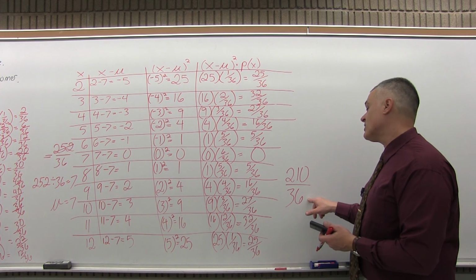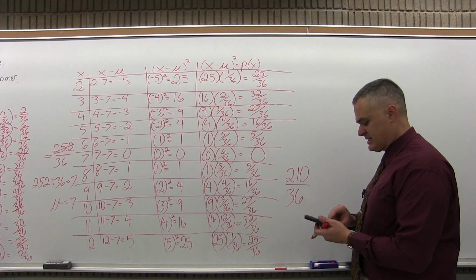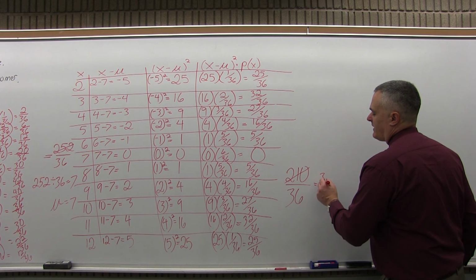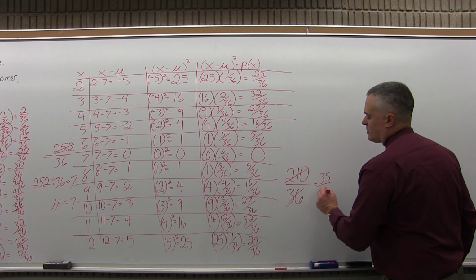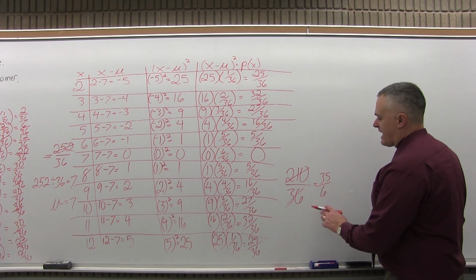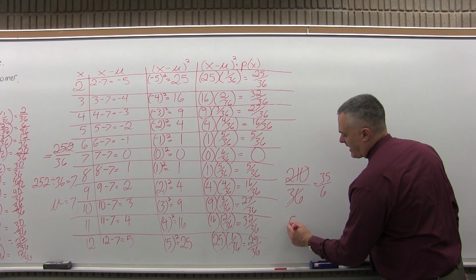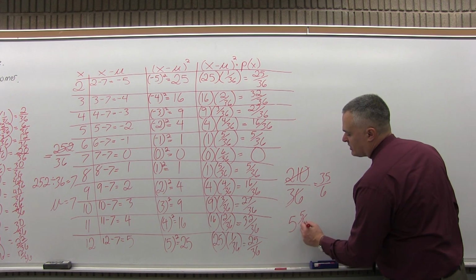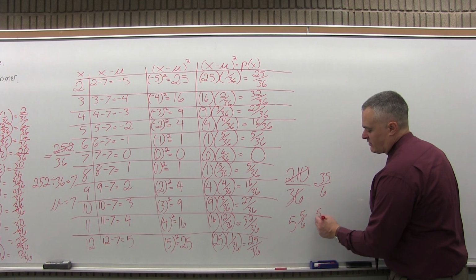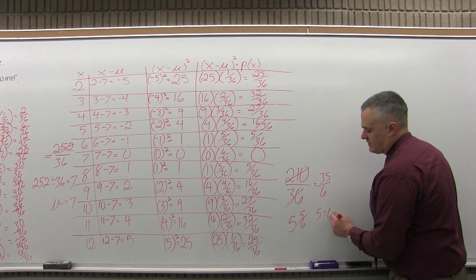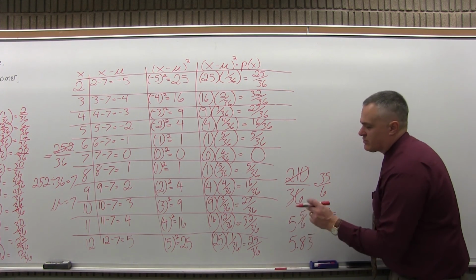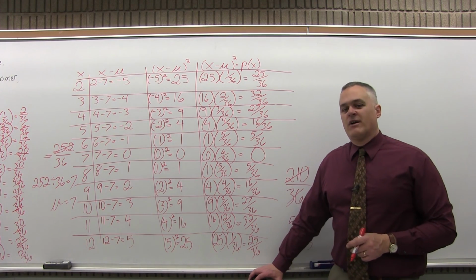So 6 will go into both evenly. So 210 divided by 6 is 35. So 6 into 210 is 35. 6 into 36 is 6. 35 over 6 doesn't reduce anymore. You can write it as 5 and 5/6 if you would rather have it in that form, so less than 6. Or as a decimal, if you go off to the side and just go with your calculator, 5 divided by 6 equals 5.833333333. The 3's run forever.